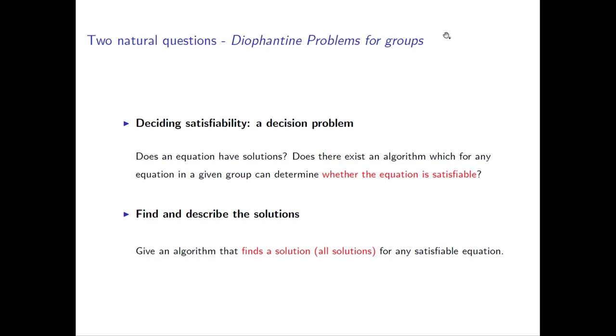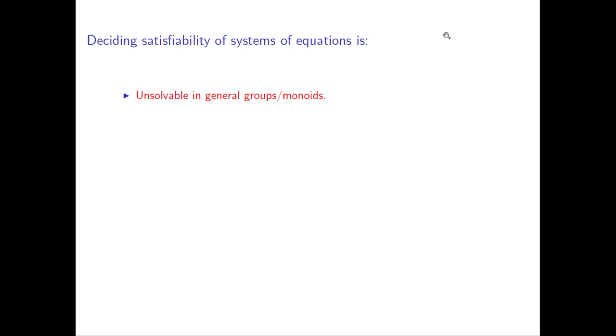For any satisfiable equation. These are called by a specific name, the Diophantine problems, as you might think from equations over integers. I'm using the term a bit more loosely than that, but the specialists call it this. All right, so these are the questions. What are some of the answers?